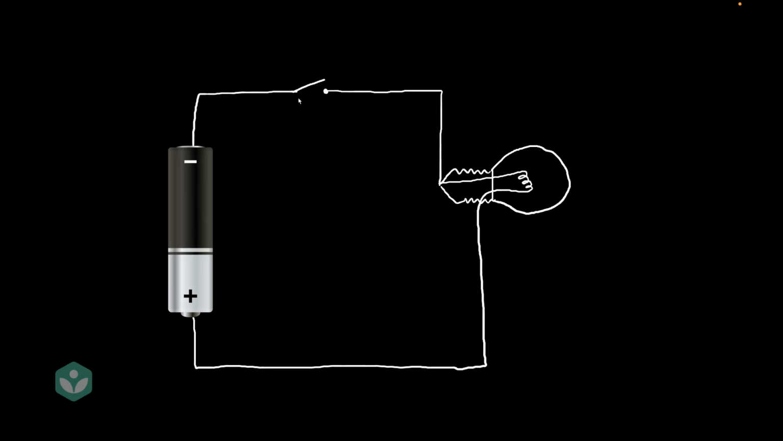Now what would happen if I turned the switch on and put it in the on position? Basically, what I'm doing is I'm connecting these two wires and completing this circuit, isn't it? So when I do that, the bulb starts glowing.